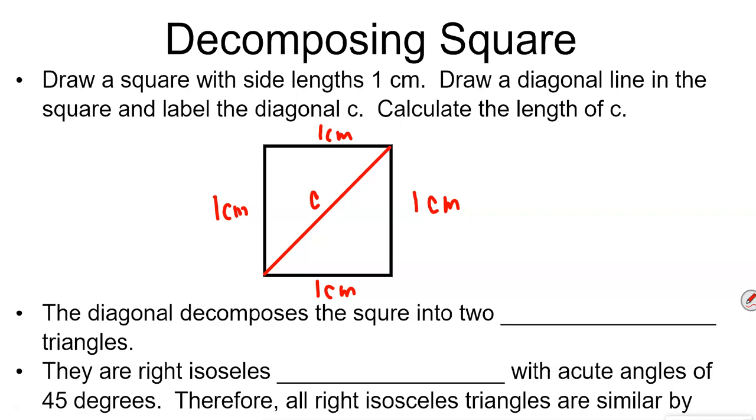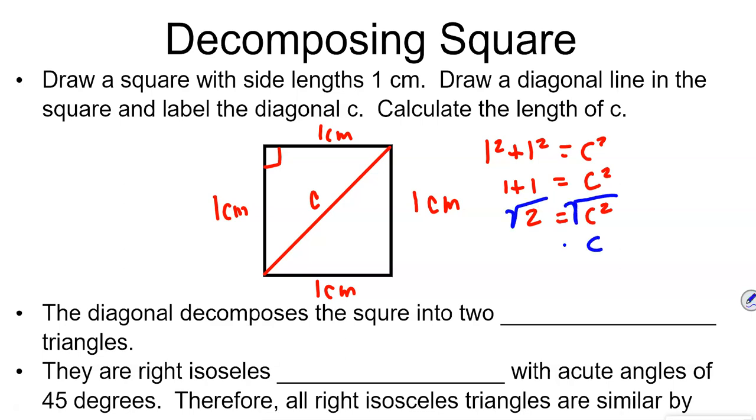So what we're going to do, and we know that C is the hypotenuse because it's opposite that right angle right there. So we're going to say 1 squared plus 1 squared equals C squared. So that's going to be 1 plus 1 equals C squared. So that's 2 equals C squared. So remember, we got to take the square root of both sides, right? To get it down to C. So C is equal to the square root of 2.